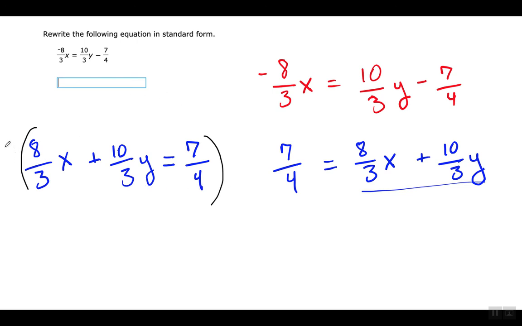A multiple of 3 and 4 is the number 12. If you can't think of a multiple, just multiply those denominators together and you'll get 12. 3 times 4 is 12. If I multiply the entire equation, both sides, by 12, that'll get rid of all the denominators, as I'll show you right now, okay?